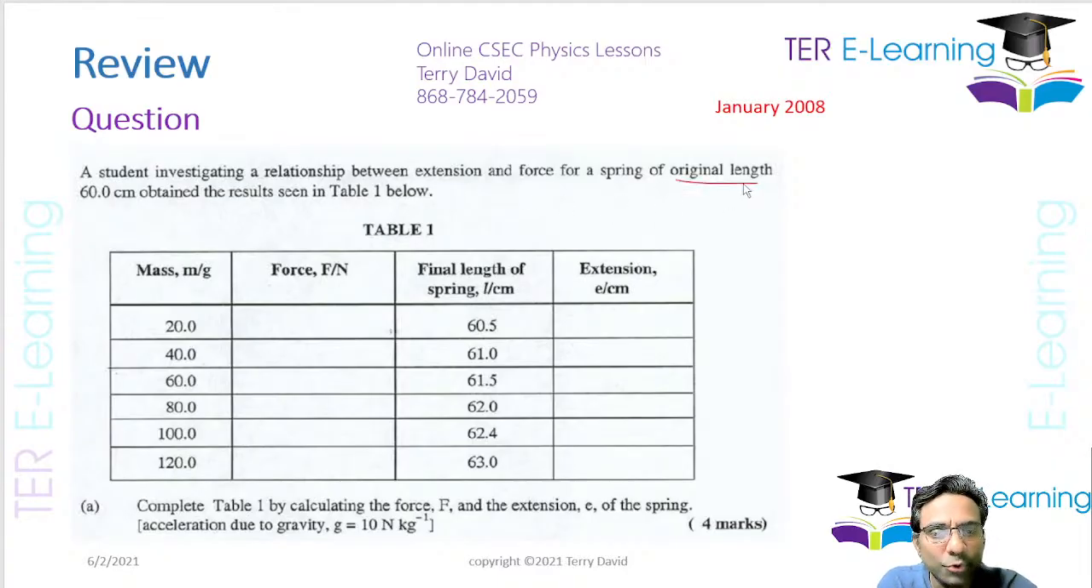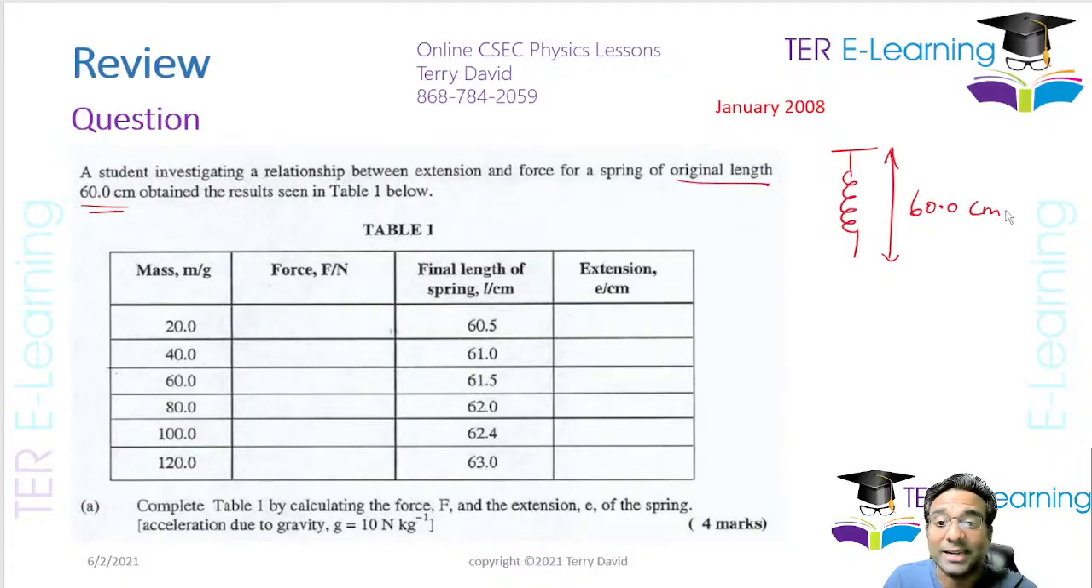They gave us the original length of the spring, which is 60 centimeters. So remember, if you have a spring, the spring may have an original length. Let's say you have a spring here, and nothing is attached to the spring. Then the spring is going to have an original length, which in this case they are telling us is 60.0 centimeters. So that's my original length of my spring, right?